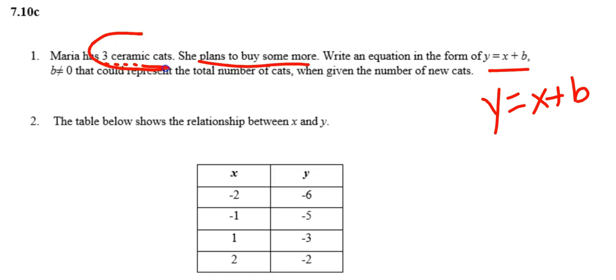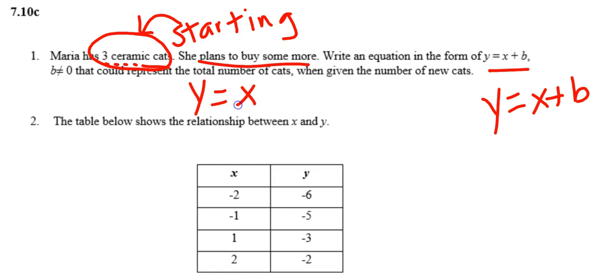So her starting point is 3. So before she even has any days going by when she gets new cats, she has 3 cats. So our equation is going to be y equals x plus 3. So no matter what happens to x, we're always going to add 3 to it because she started with 3 cats.